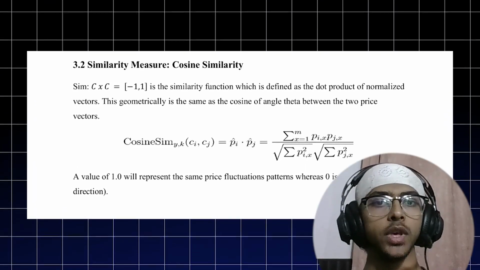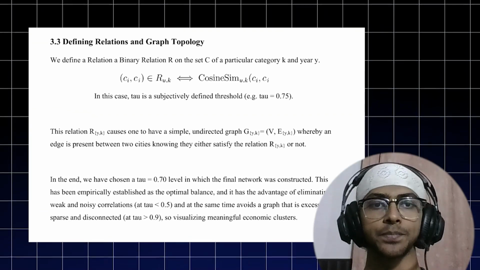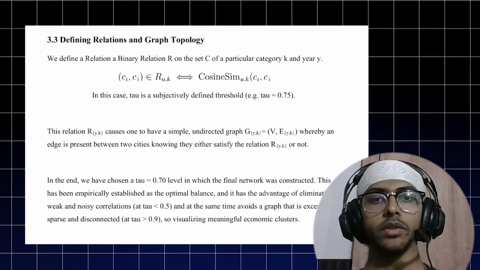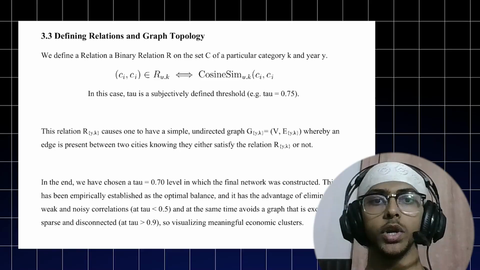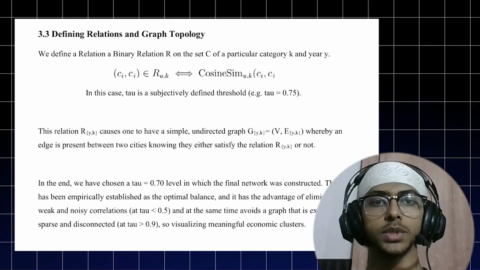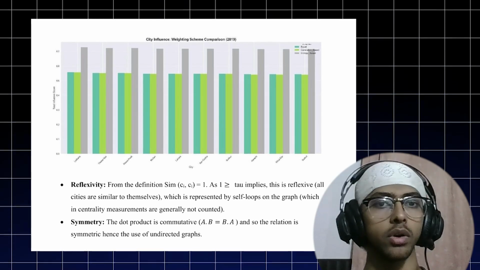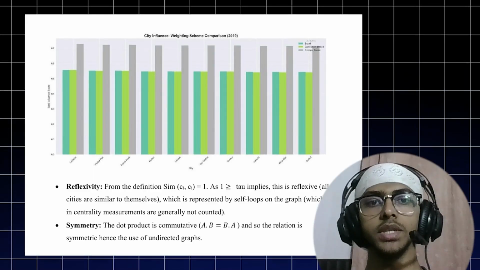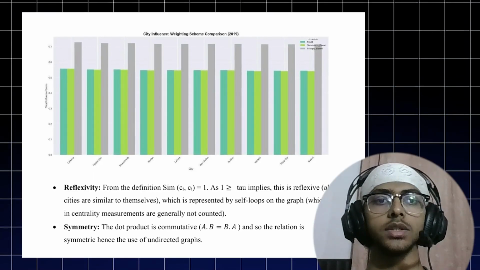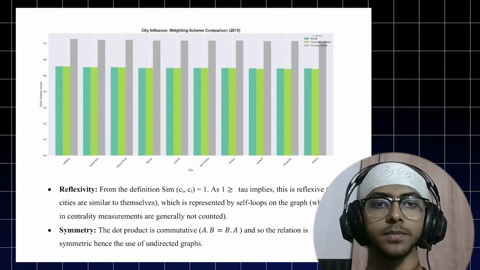Crucially, we formalize this as a binary relation R. We proved that this relation is reflexive: every city is similar to itself, creating self-loops. And symmetric: if Karachi is similar to Lahore, then Lahore is also similar to Karachi. This symmetry justifies our use of undirected graphs for the network analysis.